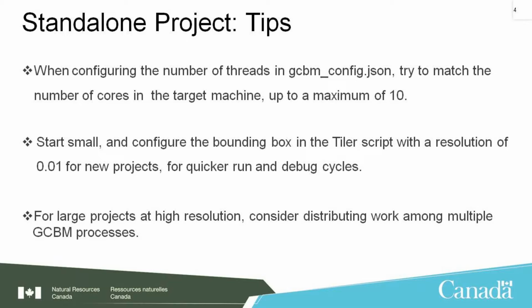Users can configure the number of threads to use in the local domain section of the GCBM_config.json file. They should try to match the number of cores in their machine up to a maximum of 10. Users should start small by using a lower resolution.